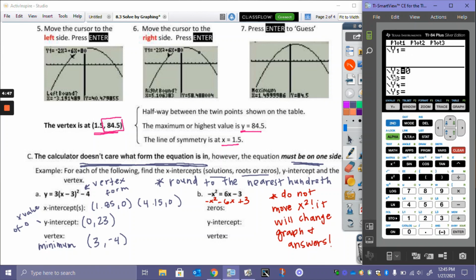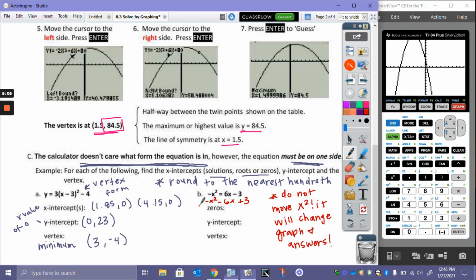So remember, y sub 2 has to be equal to 0, but we can go ahead and change our first equation, -x squared minus 6x plus 3. Let's graph it and just look at it. Okay, we can see most of this, but not all of it. And one thing I want to talk about, this is standard form. Okay, just in case you guys don't understand that yet, standard form is shown when we have that x squared on there. So when you have an x squared, which we do.